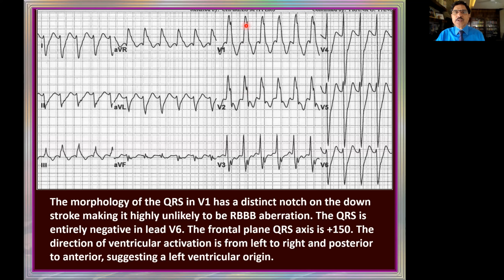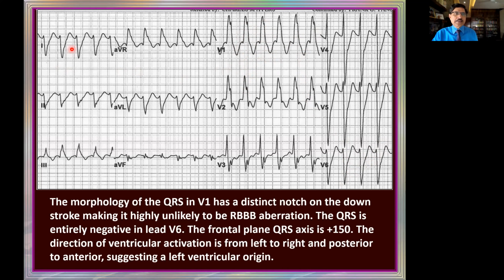Yeah, this is that notch I am talking about. Okay, downward stroke, highly unlikely. Why is it not RBB? If it is RBB, we get what is called an M pattern there, and we get a sort of slurred R waves here. Okay, slurred S waves and the M pattern there.